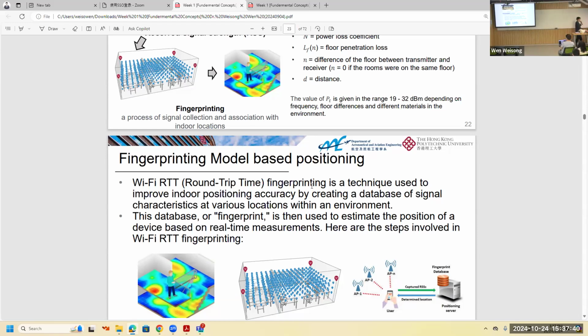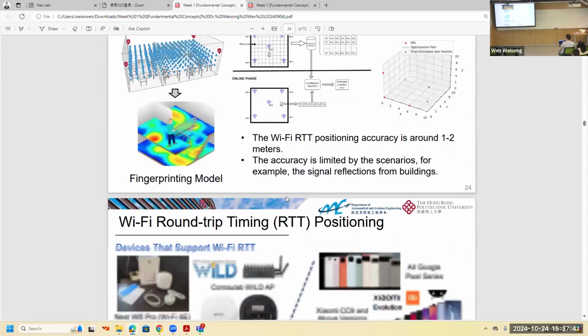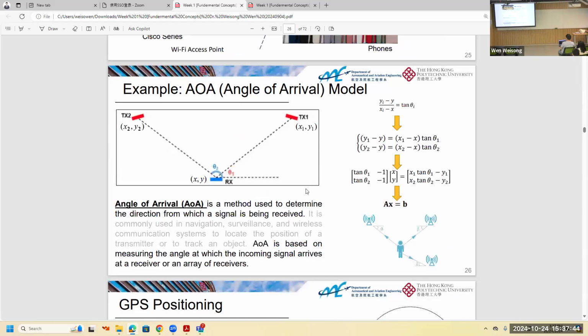The next part is about AOA. If the measurement is not a range but an angle, and the positions of the transmitters are known variables, how do you calculate the location of the receiver? This is the example. You can get these equations, and finally you get this matrix, so you can do the inverse.